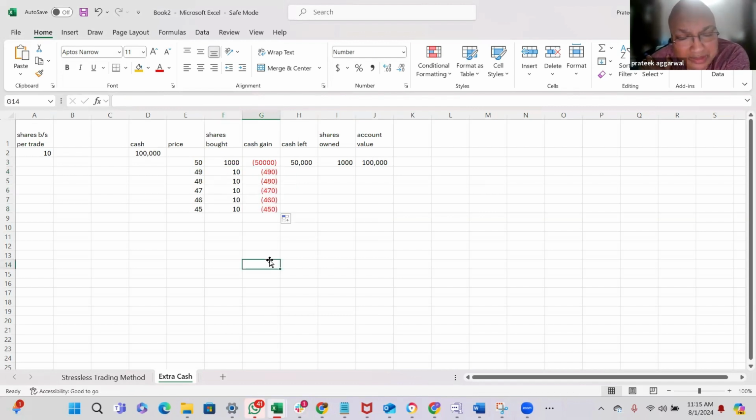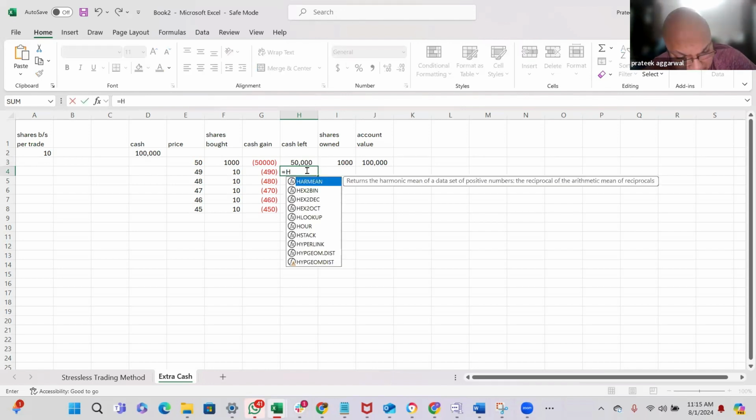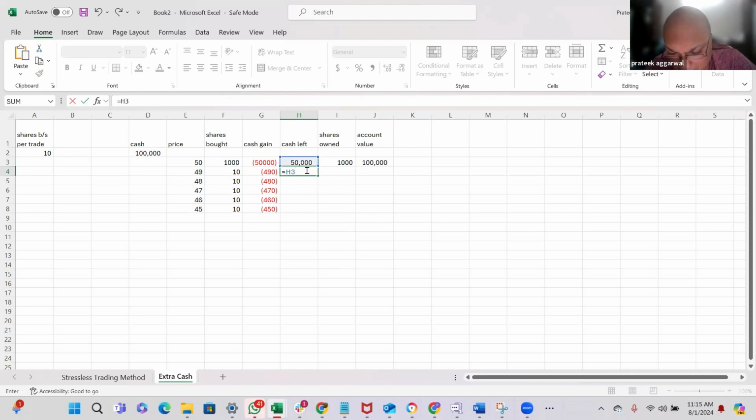So now we have built our strategy. Every time the price goes down by $1, we buy 10 shares. What will be the impact of this process? The impact will be that your cash left is going to decrease as you're spending money. It is becoming H3 plus G4.